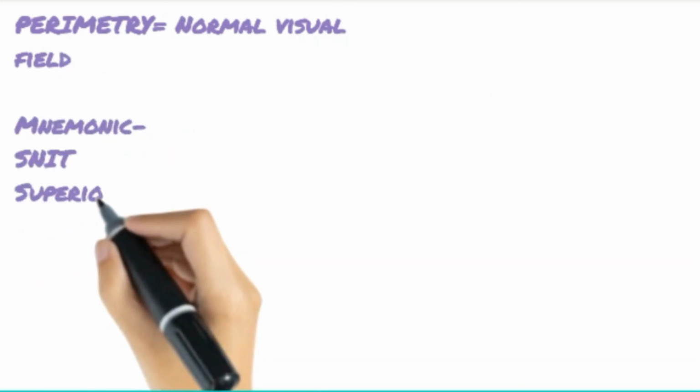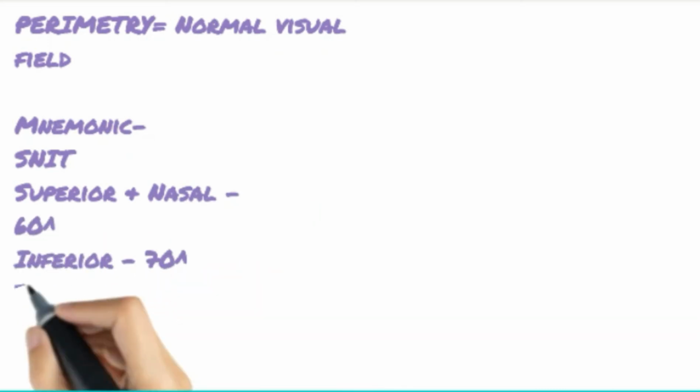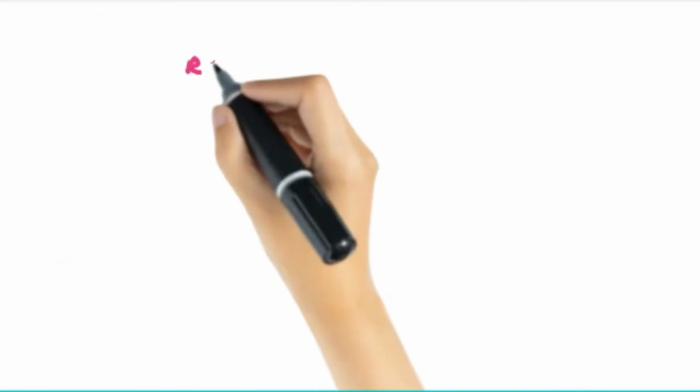Now, if we do perimetry, the normal person can see the normal visual field. The mnemonic here is NET, that is superior and nasal, he or she can see up to 60-degree, inferiorly can see up to 70-degree, and maximum is in temporal, that is 100-degree.